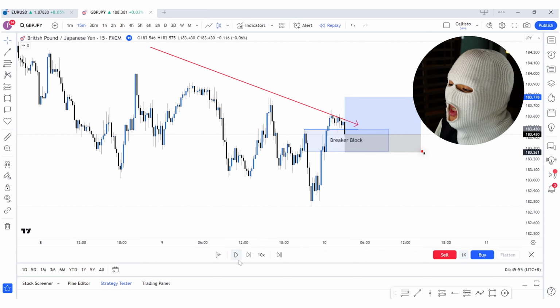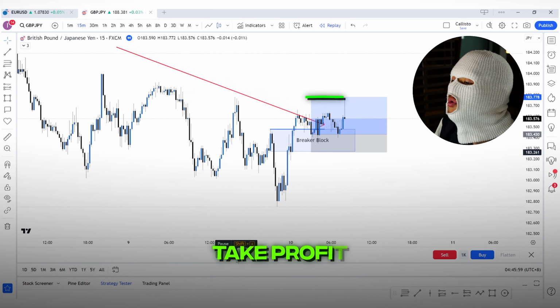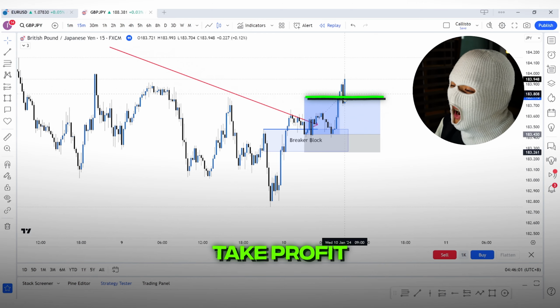Now let's see how this trade plays out. And after a short while, price continued to rally to our take profit level for another win. Now, let's take a look at two bearish examples to solidify your understanding of how this strategy works.